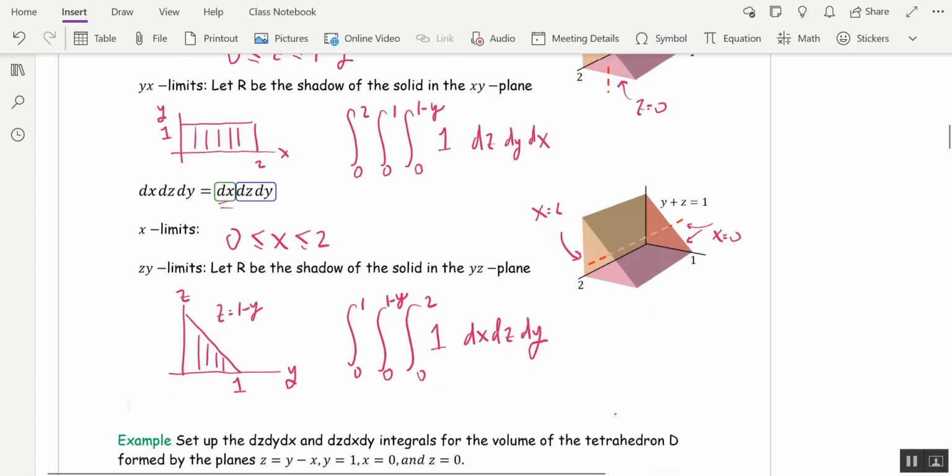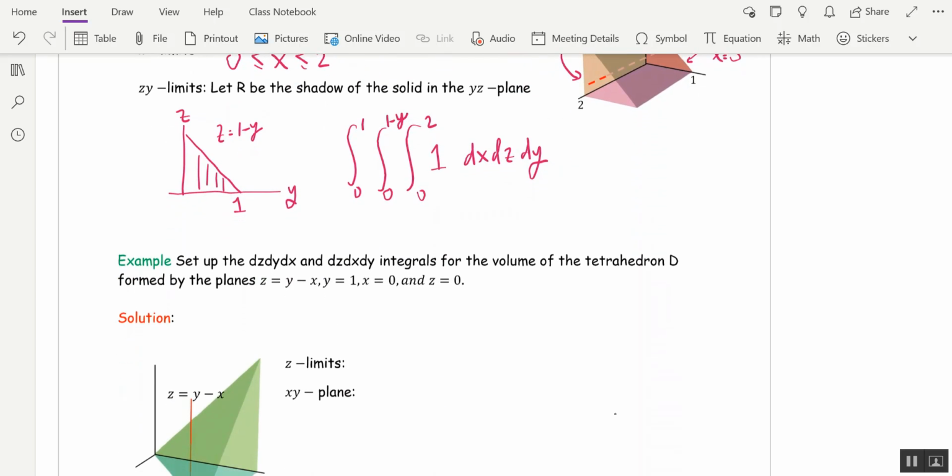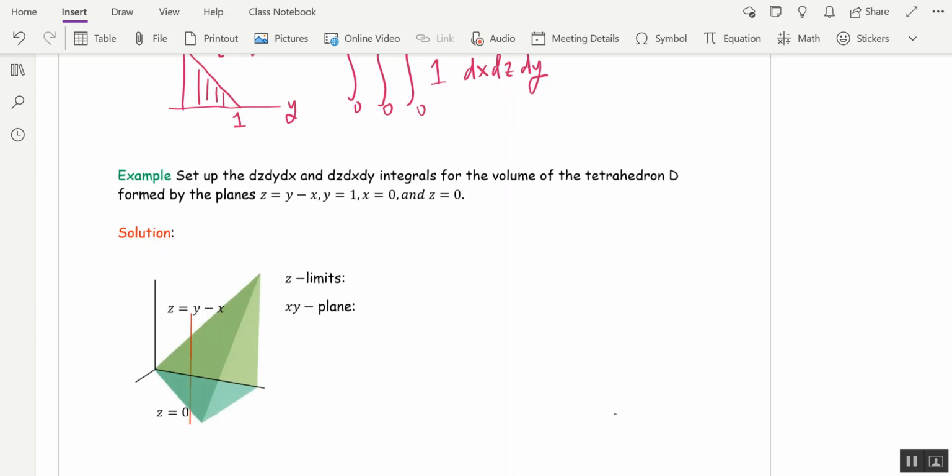All right, let's do another setup. Again, two integrals, but this time z is going to come first for both of them. So I only need one picture. Since z is going first, I want to imagine vertical lines going through the shape.